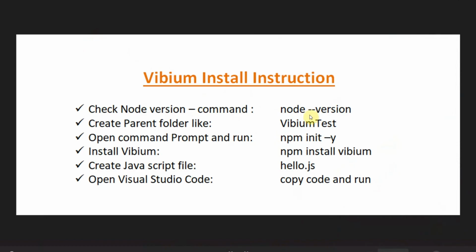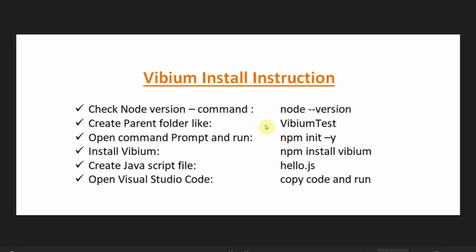The command is node --version, because in order to install Vibium it is a prerequisite that you should have node installed on your system. If you don't have node installed, then go to nodejs.org and install Node.js. If you have any problem, I have a separate video for that on my channel. You can take a look and install that one.